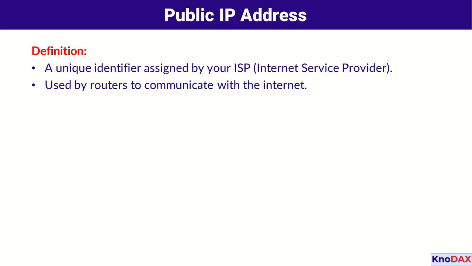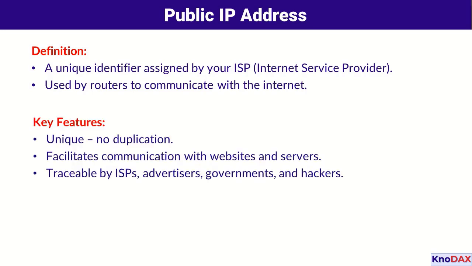A public IP address is a unique identifier assigned to you by your Internet Service Provider, or ISP. This address allows your router to connect and communicate with the Internet. One of its key features is uniqueness. No two devices on the Internet share the same public IP. This uniqueness ensures that communication between your device and external websites or servers is accurate and efficient.